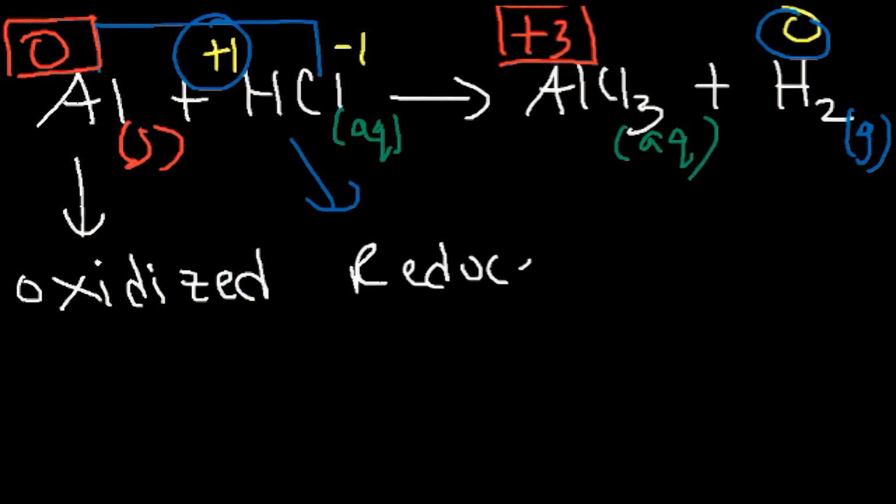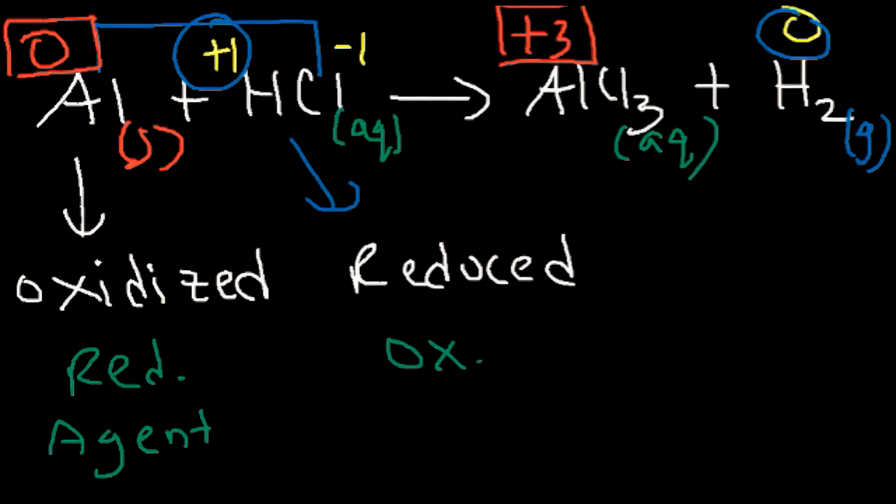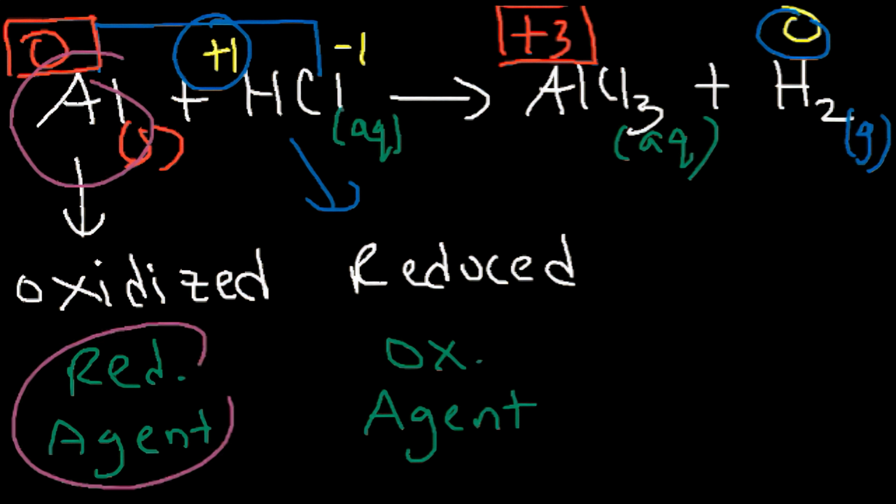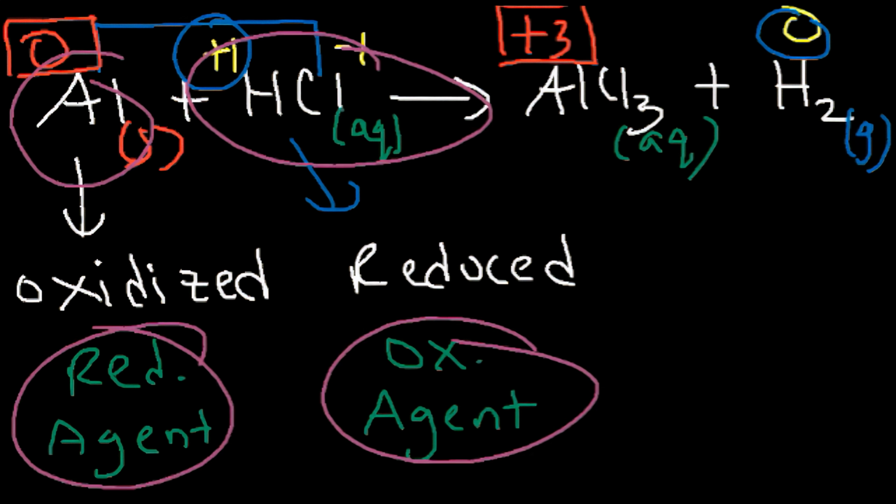Since aluminum was oxidized, aluminum is also known as the reducing agent. Hydrogen was reduced, so it's called the oxidizing agent. So as we can see here, most active metals are reducing agents, and nonmetals are usually oxidizing agents.